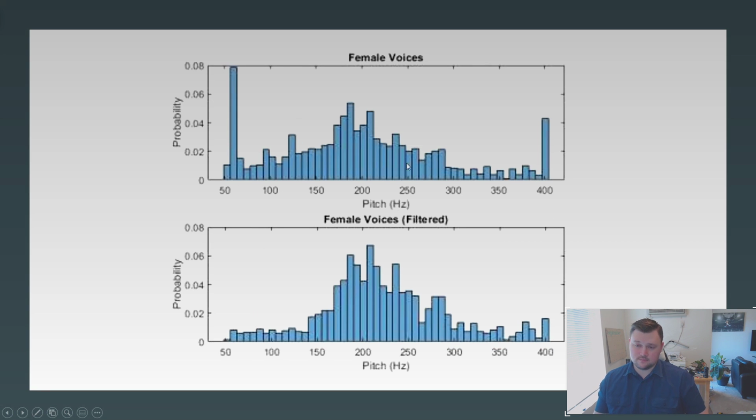And then what we have here is the female voices. So you have a little bit of a higher standard deviation with this. But I think we can also see, especially with the filtered plot here, that the frequency is much higher for the females. Seeing the majority between 150 and around 300 for the female voices. Which is statistically distinguishable between male and female.